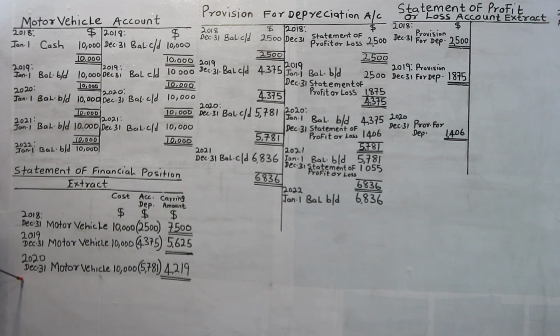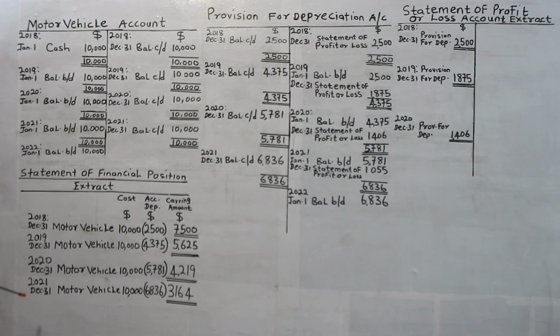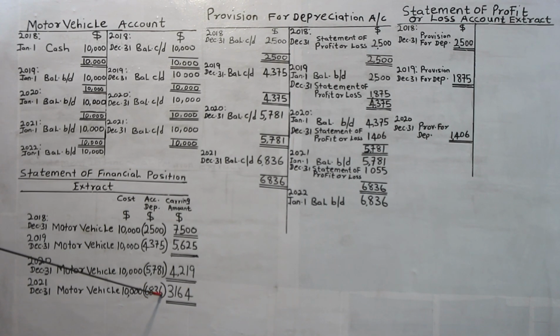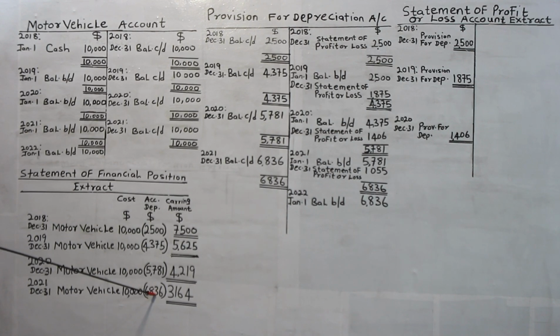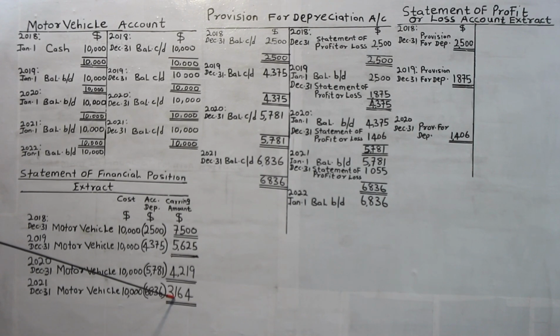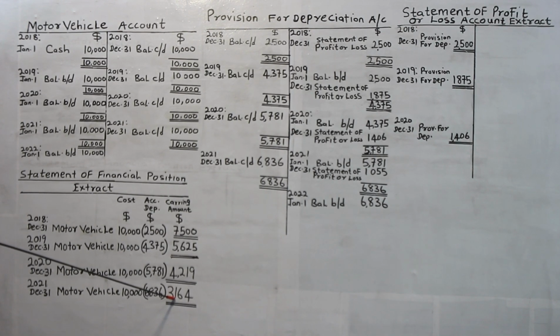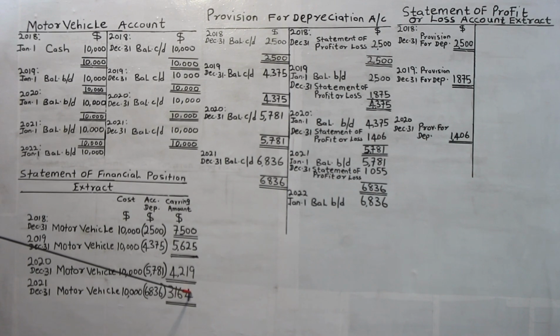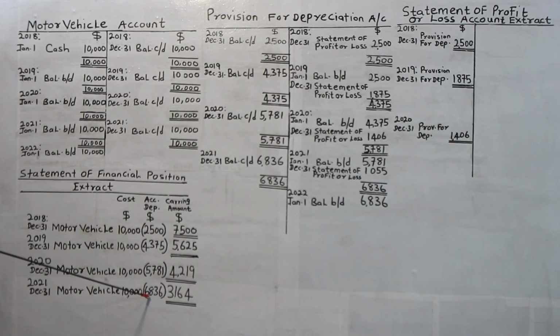Finally, let us look at what happened in 2021. For 2021 December 31st, the motor vehicle is still stated at cost of $10,000. Then accumulated depreciation is 6,836. We have 10,000 cost of asset less accumulated depreciation, 6,836. Then the carrying amount for the last year, which represents the scrap value, is $3,164.